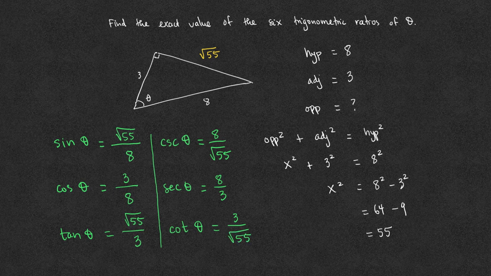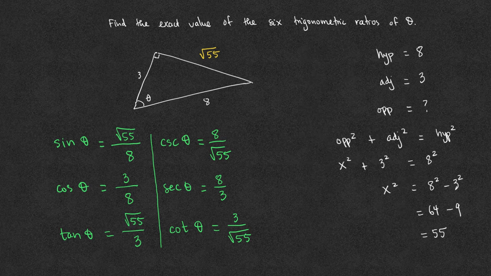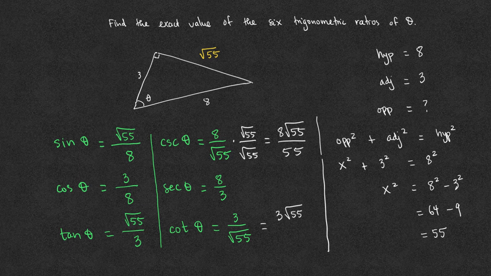Once we're done with the six trigonometric ratios, the next step is to rationalize the denominator. 8 over the square root of 55. To get rid of the radical in the denominator, we multiply by the square root of 55 over the square root of 55, and so we end up with 8 square root of 55 over 55. For cotangent, 3 over the square root of 55 is now 3 times the square root of 55 over 55. And so we're done with the six trigonometric ratios of the given angle theta.